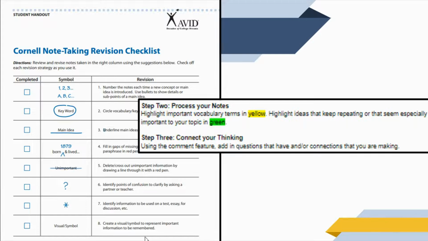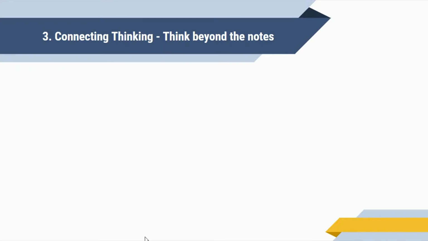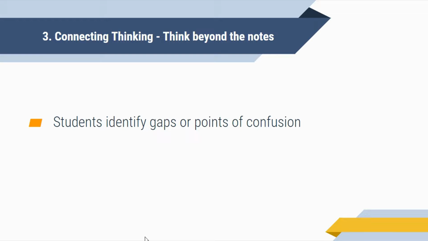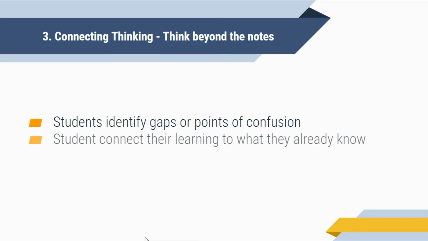We normally use that left-hand column to connect our thinking, but the comment feature in Google Docs could accomplish that really well as well. So speaking of connecting your thinking, in this step 3, students are going to identify any gaps or points of confusion that they have in their notes. So they're going to look back and go, ooh, this didn't really make sense, and they're going to start to figure out where those areas were where they got confused.